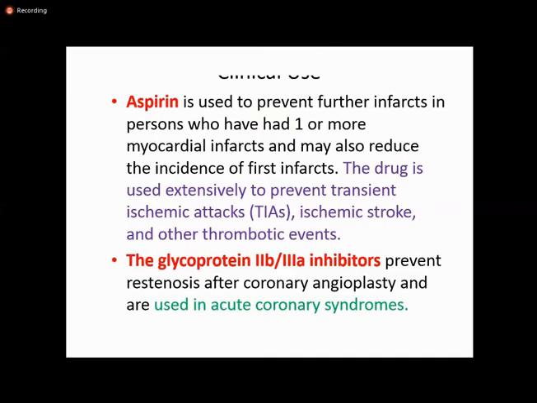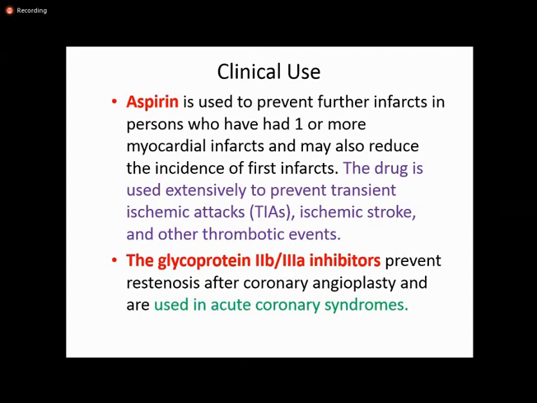This is important. Now, clinical uses. Aspirin is used to prevent further infarcts in persons who have had one or more myocardial infarcts, and may also reduce the incidence of first infarcts. The drug is used extensively to prevent transient ischemic attack, ischemic stroke, and other thrombotic events, right? It is very effective, but the major problem related to aspirin is the ulcer. So this is a very important concept.